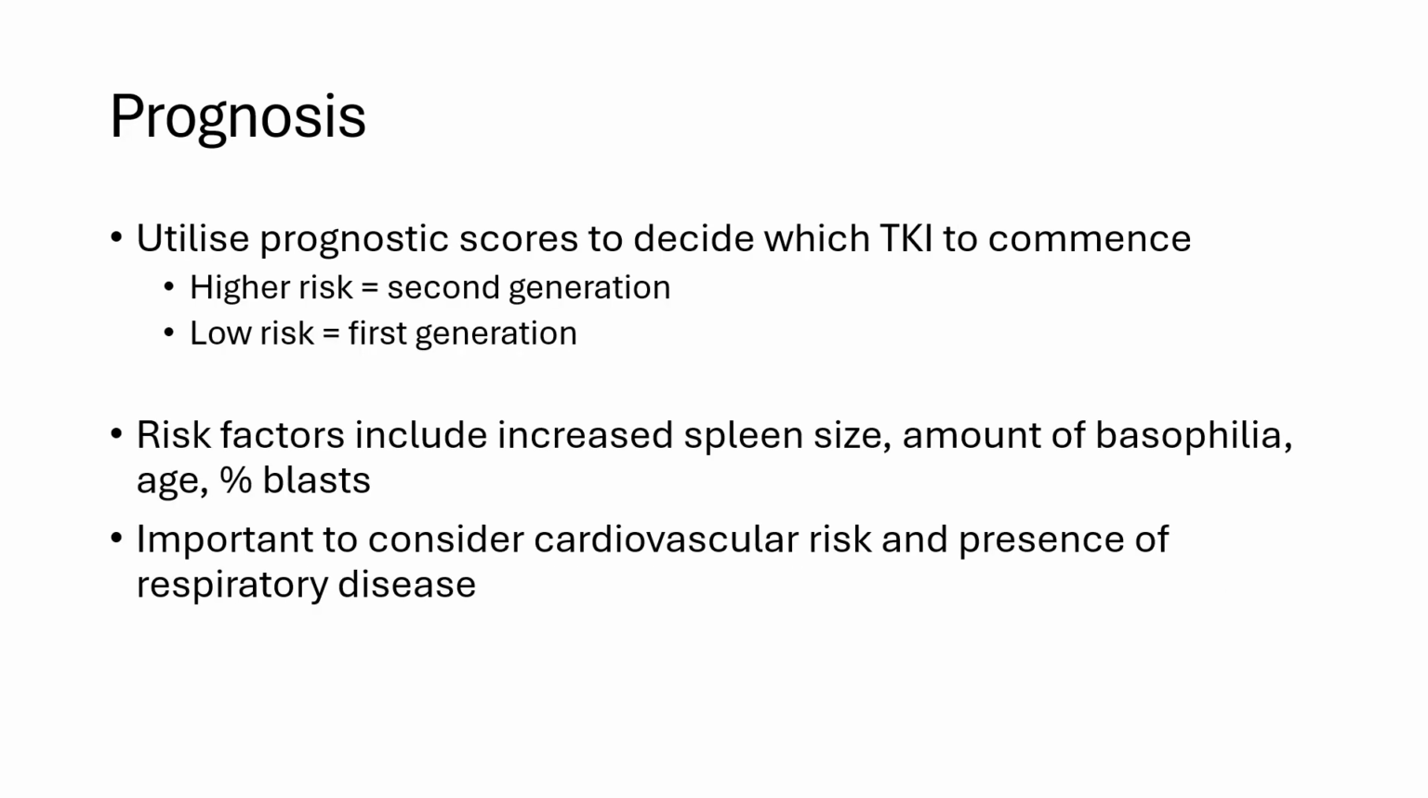There are a few prognostic scores that you can use to decide which TKI to commence, but they're a bit complicated, probably outside the scope of what would be expected. But again, risk factors are spleen size, the amount of basophilia, and the number of blasts, and then it's important to consider other medical comorbidities, because some of these are contraindications to some of the TKIs.